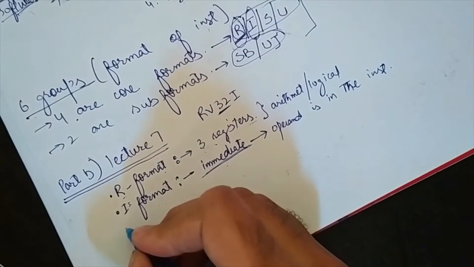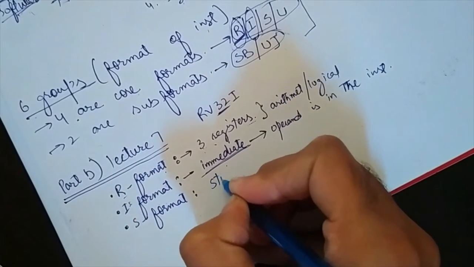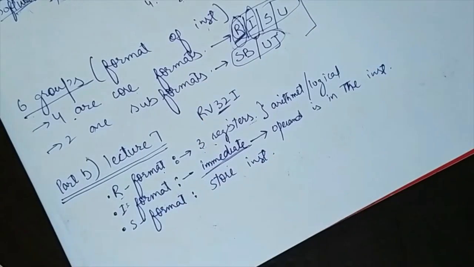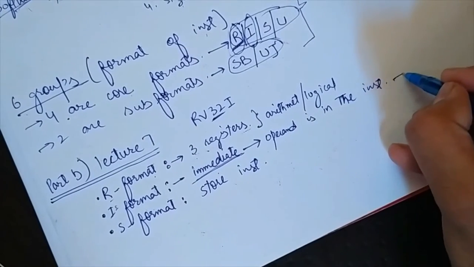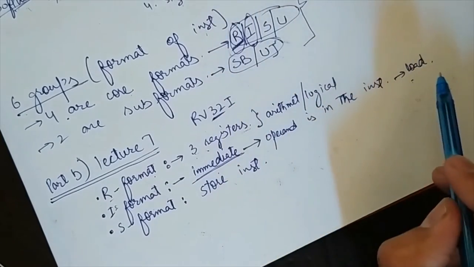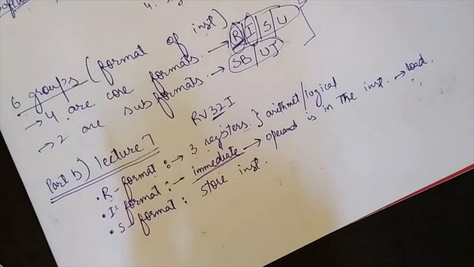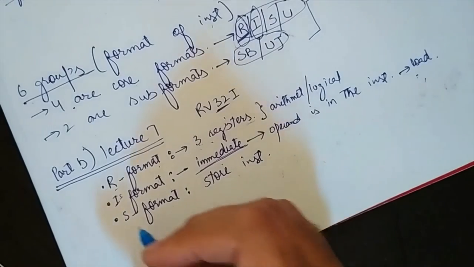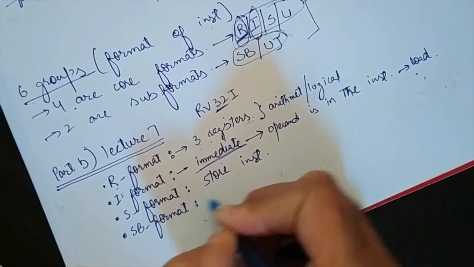The other format is S format. This format is used for store instructions. What is a store instruction? A store instruction takes the data from a register and puts that data into memory. Let me clarify here that I format includes the load instructions. What is a load instruction? A load instruction loads data from memory into some register. So S format is used for store instructions. Then there is SB format. This format is used for branch instructions.